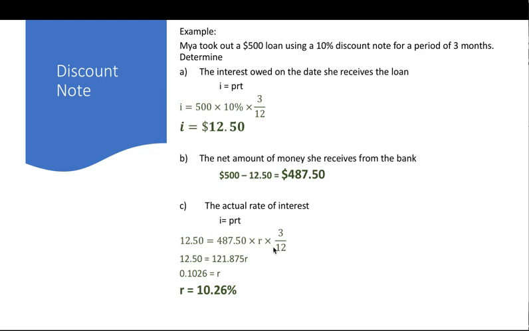So when I plug that into the I equals PRT formula, 487.50 times 3 over 12 is 121.875. Divide both sides by 121.875, and the rate is 0.1026, or 10.26%. Now that's specific to a discount note. They're a little bit different.